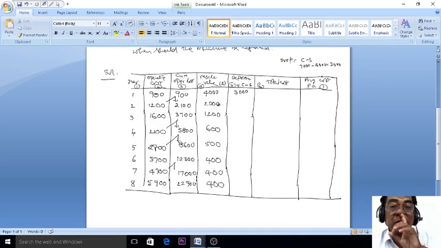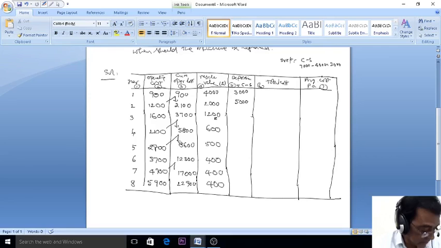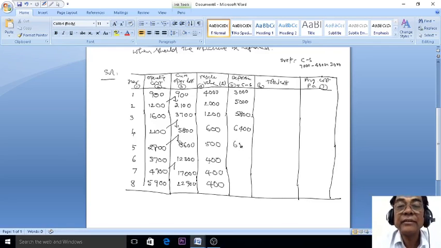Like this, 7,000 minus 2,000, 5,000. Because the cost of the material is 5,000. 7,000 minus 1,200, 5,800. So this is 7,000 minus 600, 6,400. This is 6,500. And 6,600.